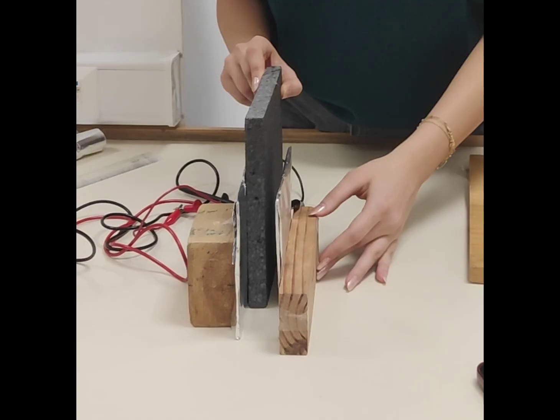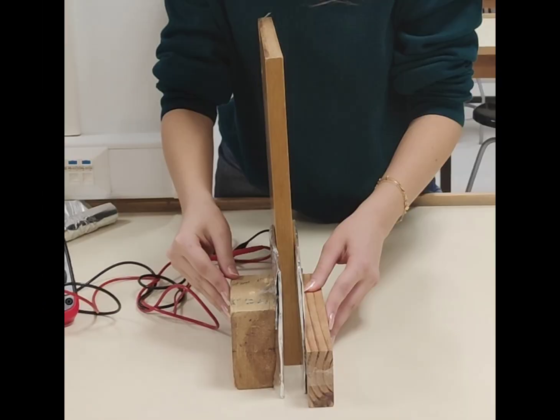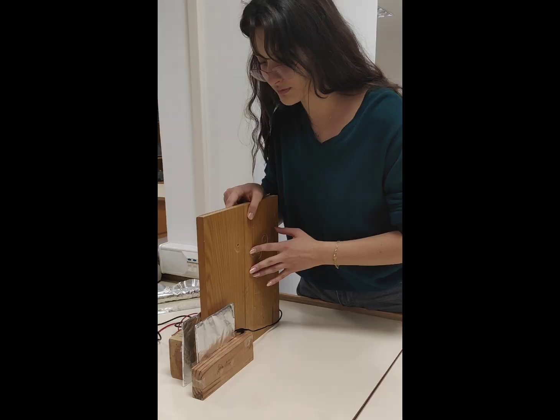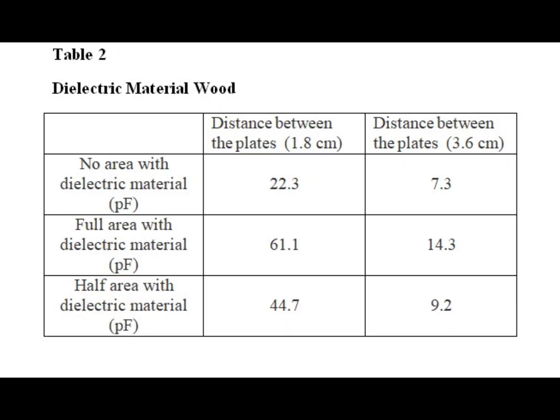As a fourth step, I brought the cellophane to the half of the plate and measured the capacitance. The equivalent capacitance becomes this. Then I repeated the process with the dielectric material wood instead of the cellophane. And these are the results of my experiment.